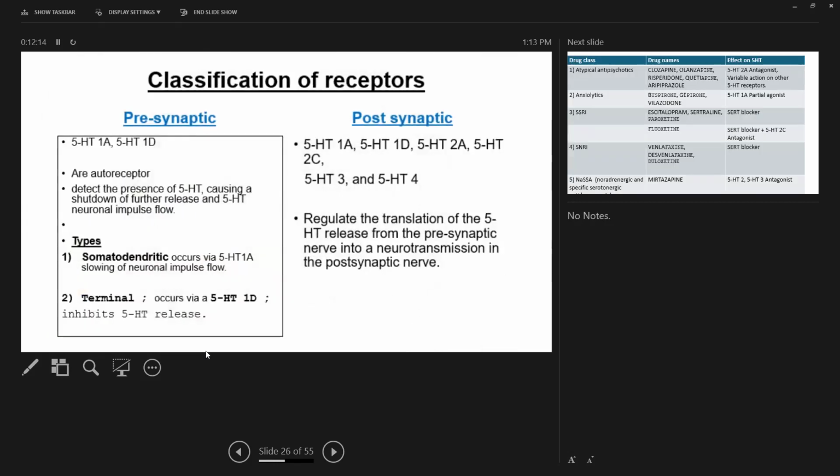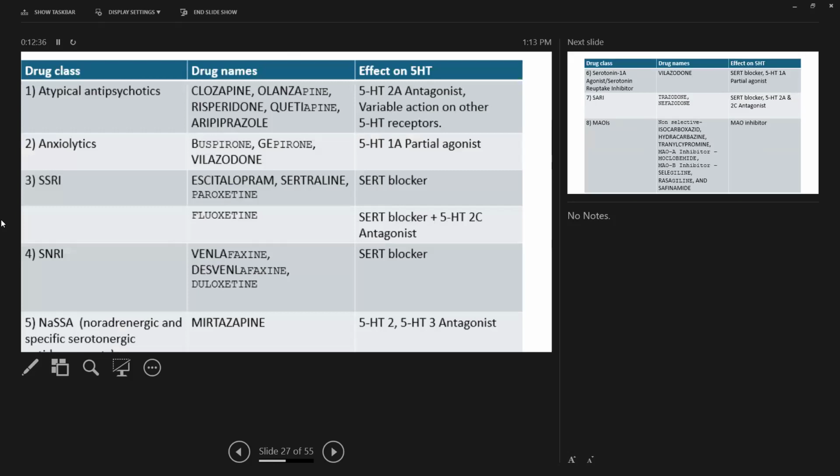Now, classification of receptors: presynaptic and postsynaptic. Presynaptic receptors are 5-HT1A and 1D. They are autoreceptors, and they are present on both somatodendritic regions and terminals. And the postsynaptic receptors are 5-HT1A, 1D, 2A, 2C, 5-HT3, and 5-HT4.